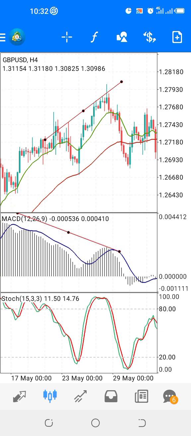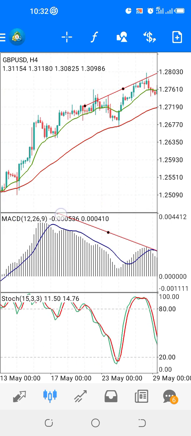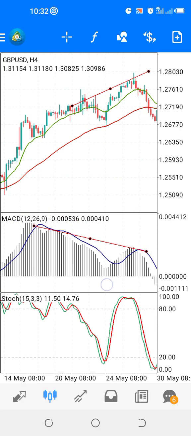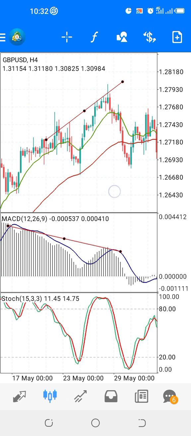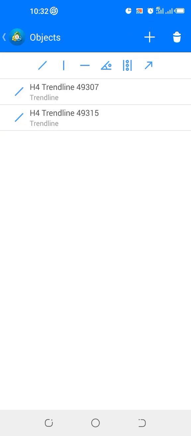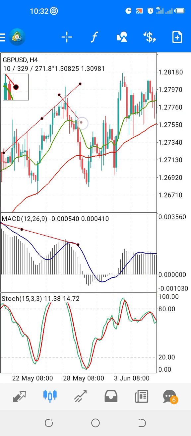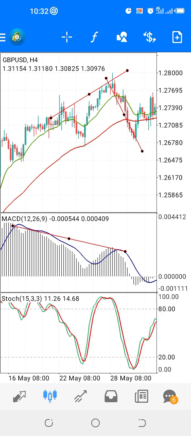You see, price was moving up, but the oscillator, which is the MACD, was going down. It's an indication that this price movement is about to be exhausted. And at this point, what happened? You see that price went down as far as to this point.